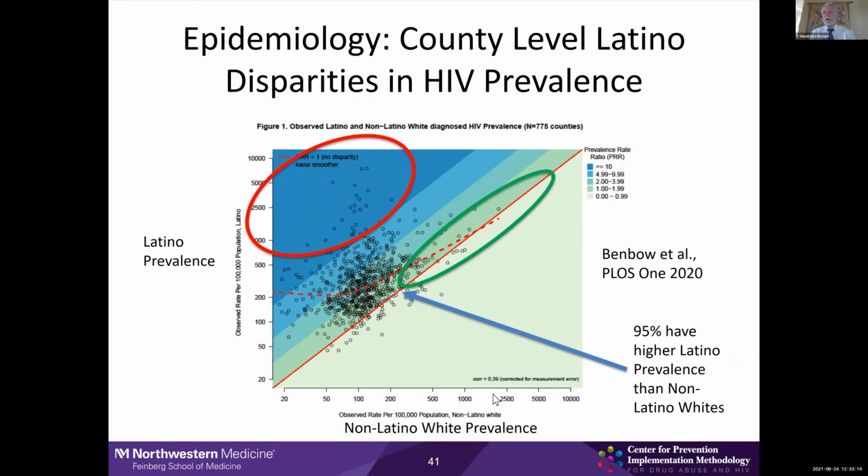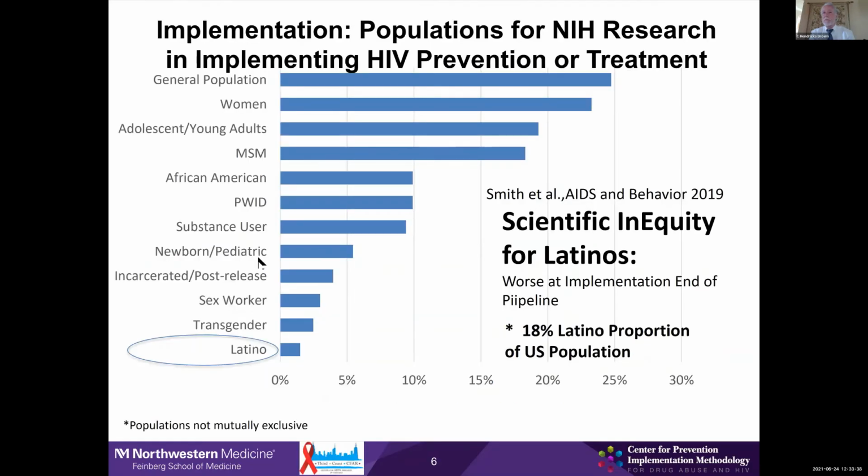If you look at where the non-Latino white prevalence is high, generally the amount of disparity is pretty low, or very close to that line. But when you look at the other side of the curve, in situations where the non-Latino white prevalence is low, you see high Latino prevalence. So that gives you an idea of where to look and understand some of the causes associated with that.